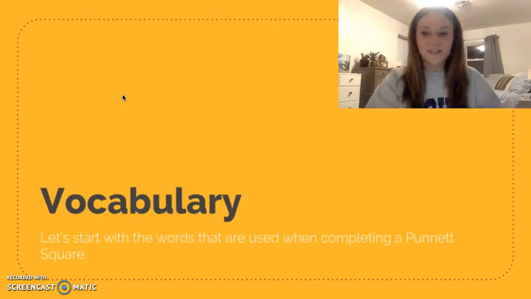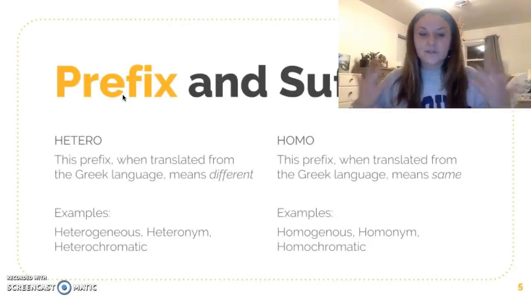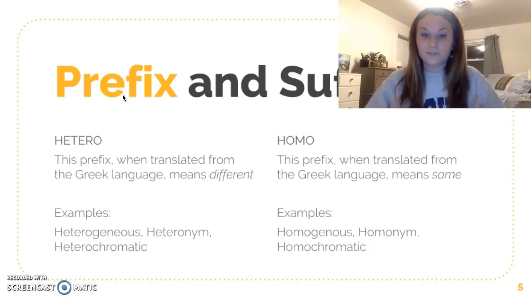All right, here we go. Vocab. Prefix and suffix. We've talked about this before. This is a review. And so remember that first prefix, hetero, it means different. Now this is translated from the Greek language, and when it is translated, it actually means different. So any word that you might see that starts with the prefix hetero, H-E-T-E-R-O, it's going to mean different.